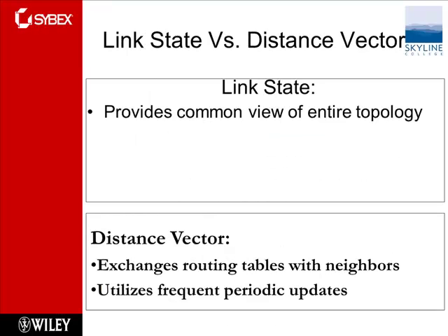Link state: a common view of the entire topology. So it's going to have the entire picture, but unlike EIGRP, it's not going to have backup routes. It's got the topology table. We talked about the topology table in EIGRP, which has the routes already pre-calculated.